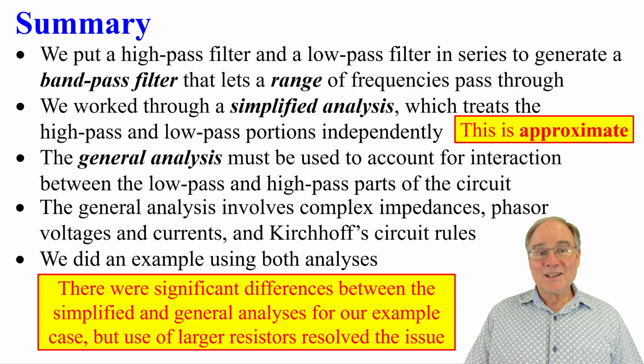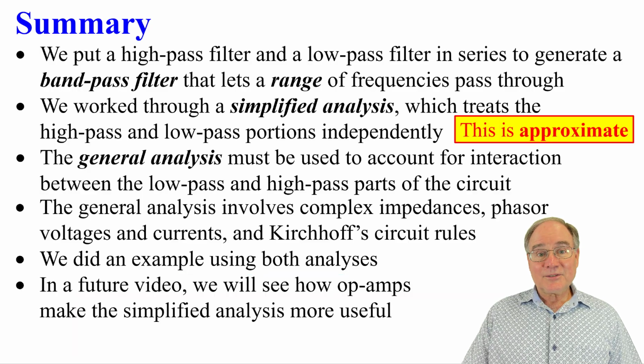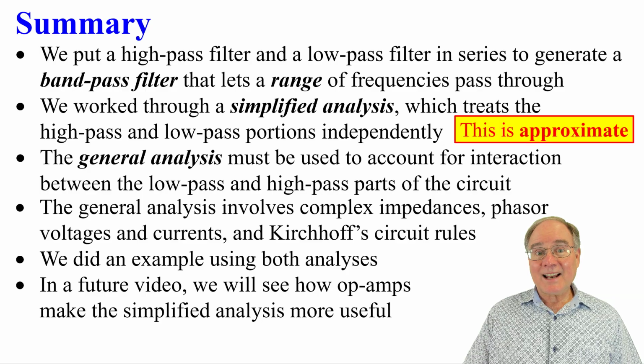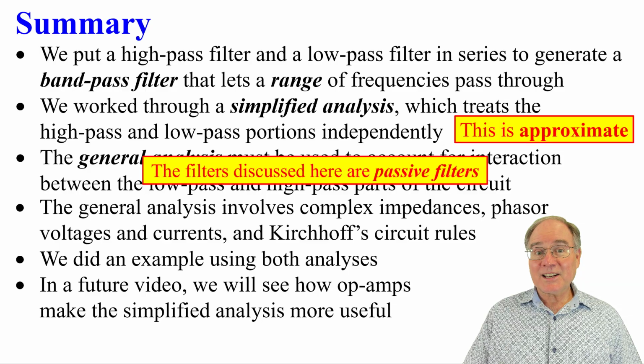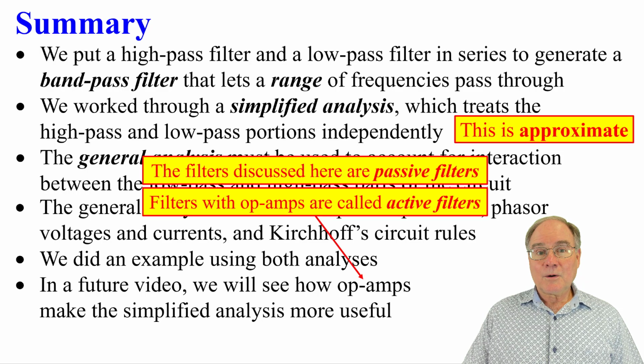By the way, that's why you typically don't find small value resistors like 10 ohms in circuits like these. In a future video, we'll show how if we add op-amps, the simplified analysis is even more useful and applicable. The filters discussed here are passive filters. When we add op-amps to the circuits, we call them active filters.